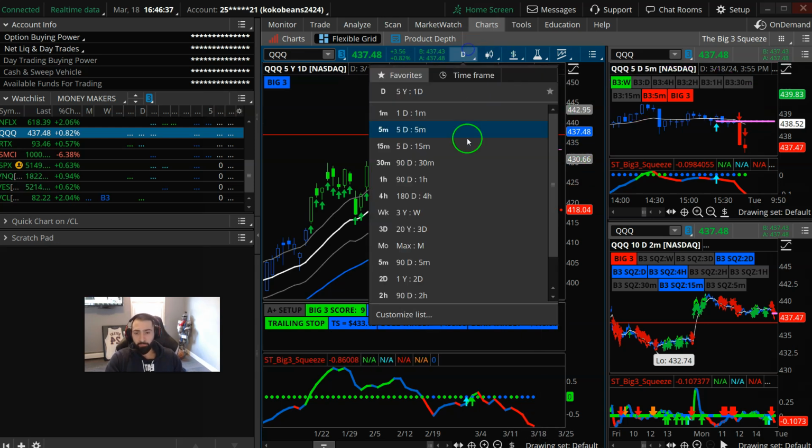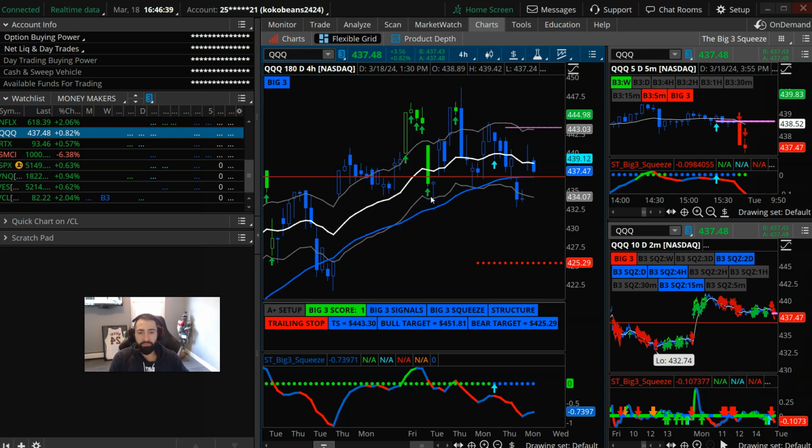And then speaking of that 4-hour squeeze, we've got one in the QQQ, of course. We've got one in the SPX, we got one in the Dow Jones, and then I believe we got one in NVDA. So my thinking is the next meaningful move is probably going to take place when that 4-hour squeeze fires. And I think they'll all fire together.